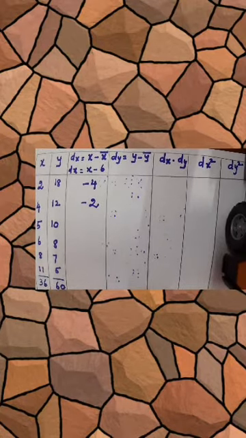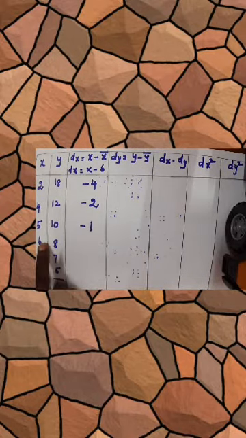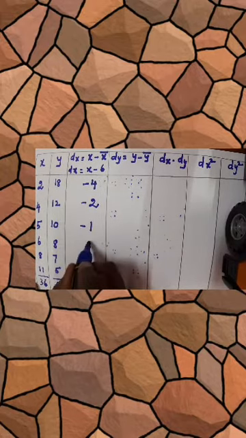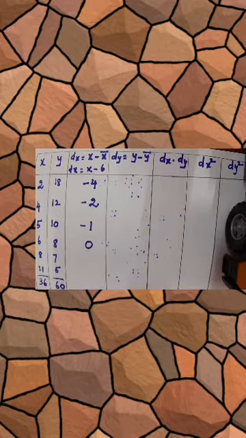So be careful when solving the problem. Similarly, 5 minus 6 will give you minus 1. 6 minus 6 will give you 0. And then 8 minus 6 will give you positive 2. And then 11 minus 6 will give you positive 5.